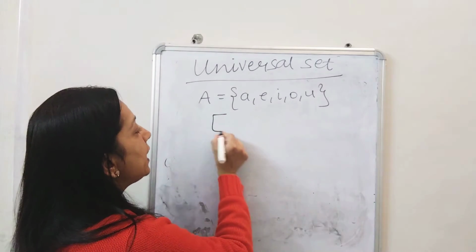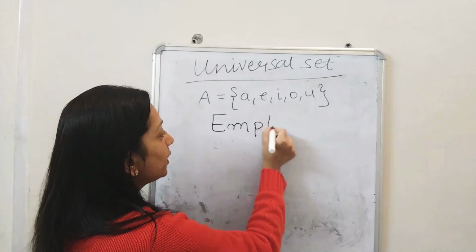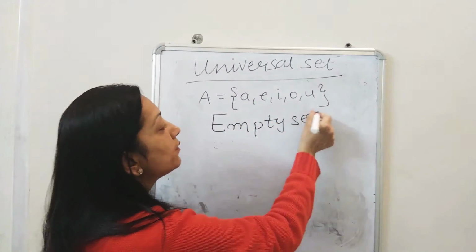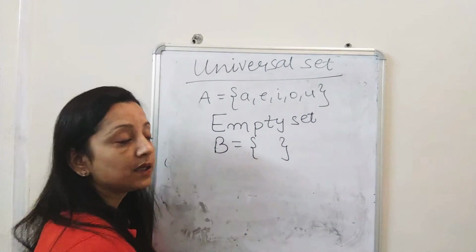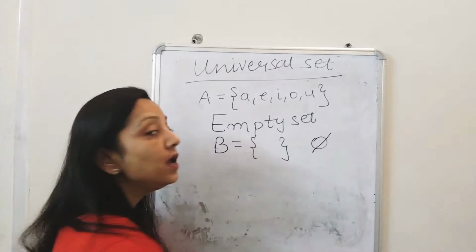Now if I talk of an empty set, as is clear from the name itself, if B is an empty set, it means it has no elements, and it is denoted by the phi symbol.